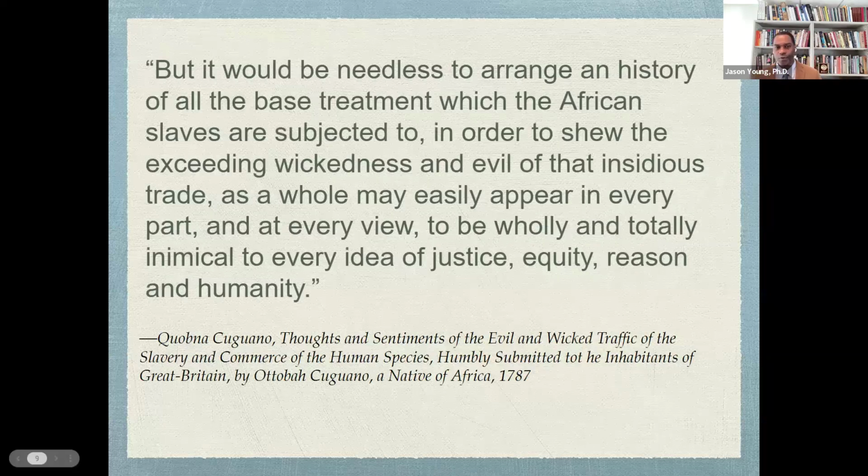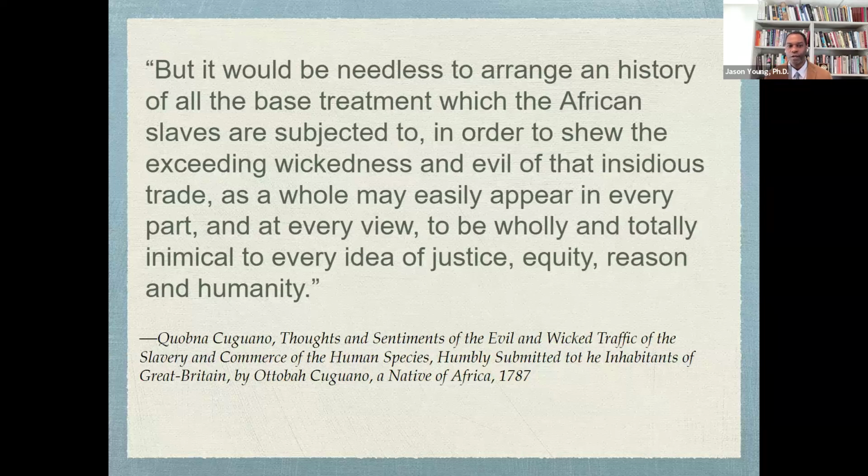We'll see another example of much the same. This is from Kwabena Kugwano. Again, someone who was born and spent their early life in West Africa, was captured as a part of the transatlantic slave trade and then brought to the Americas. Kugwano, when he gets to that point where it's time to describe his experience on the Middle Passage, he just says it would be needless to arrange a history of all the base treatment which the African slaves are subjected to.